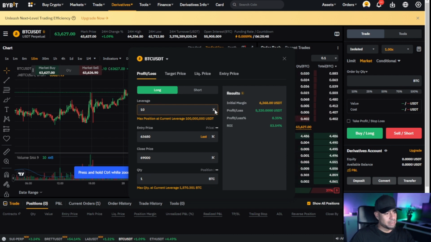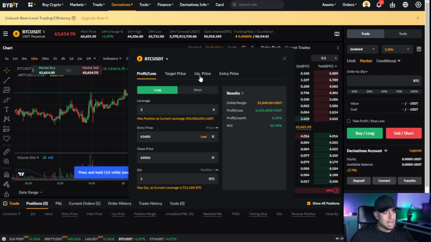And here, how much leverage do I want to use? Let's say 2. Boom. Initial margin is $31,840. Profit loss, $5,320. So I can make $5,320 on this trade here, which is a 16.7% return on investment.